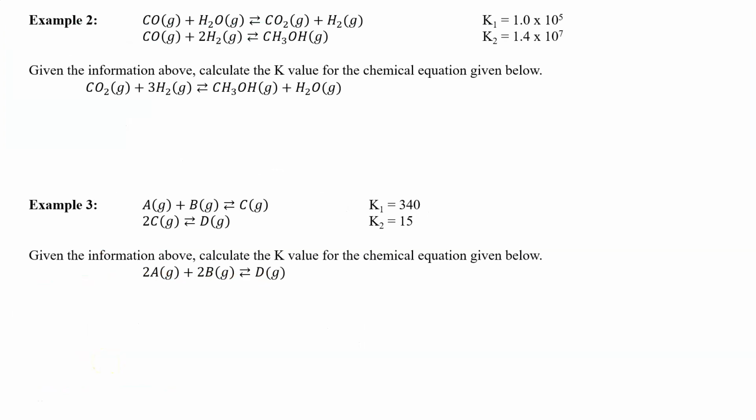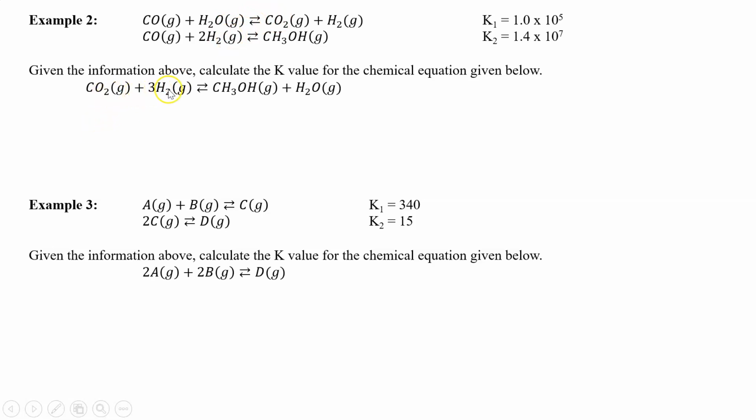Okay, example 2 is a little more involved. Given the information above, so we've got two reactions above and we've got their K values. Given the information above, calculate the K value for the chemical equation given below. Remember, the things we can do is we can multiply by some number, or we could flip the reaction around. Those are the two different things we've learned how to deal with in terms of these equations and the equilibrium constants, what we can do with them.